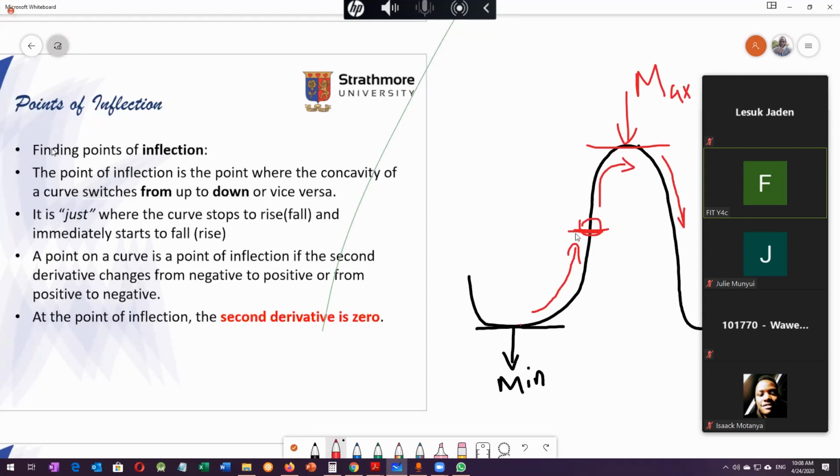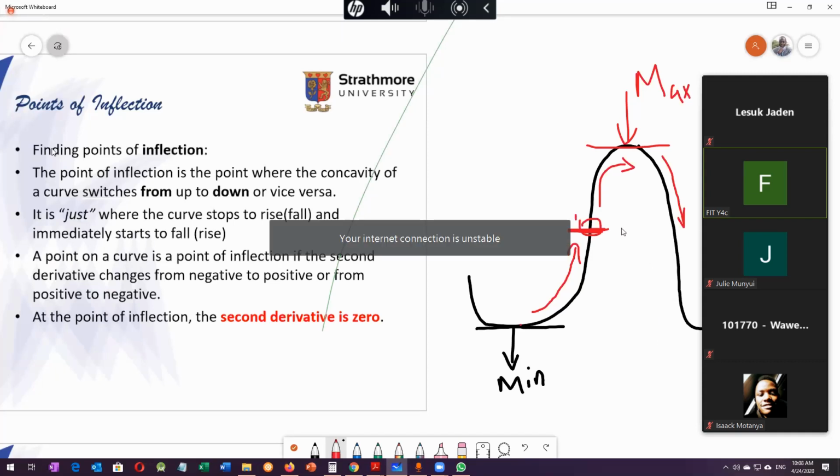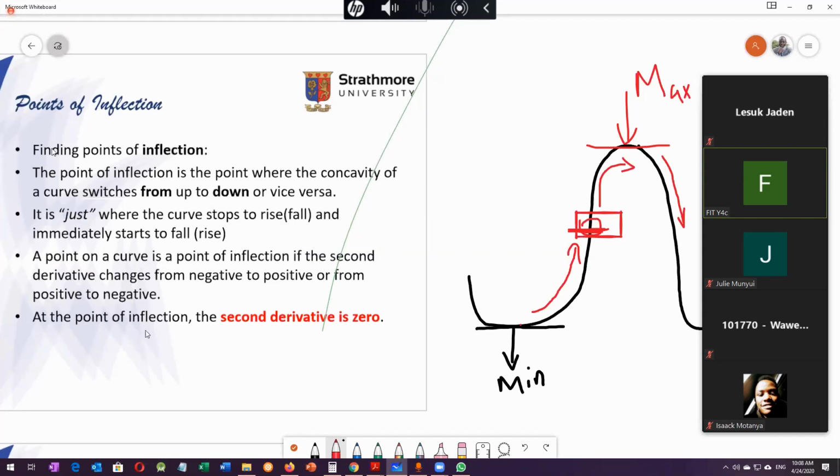There is a point here where the rate of change goes from rapidly rising to falling slowly, slowly, slowly, then faster, faster, faster. And that's how the instantaneous rate of change can help you to get the point of inflection. The exact point where this curve stopped rising and started falling. And at the point of inflection, the second order derivative is 0.